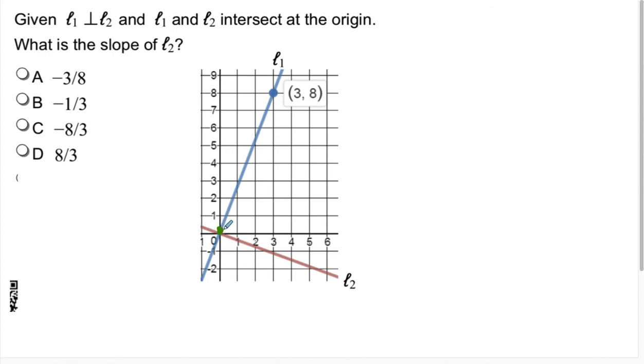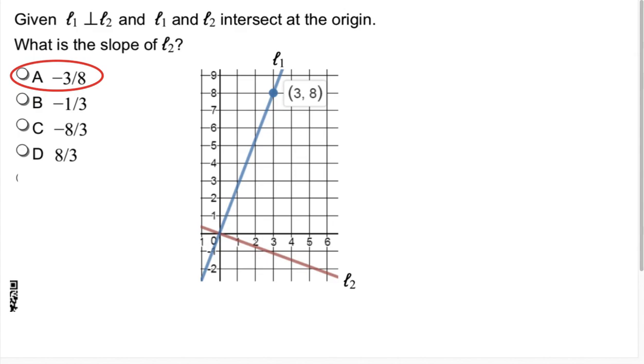So I'm going to count rise. So 1, 2, 3, 4, 5, 6, 7, 8. So that's 8 units up, and then 1, 2, 3 units across. So the slope of line 1 is equivalent to 8 rise over 3. So that means the slope of line 2 has to equal its opposite reciprocal, which is -3 over 8. Okay, so that means -3 over 8 is the answer to this question.